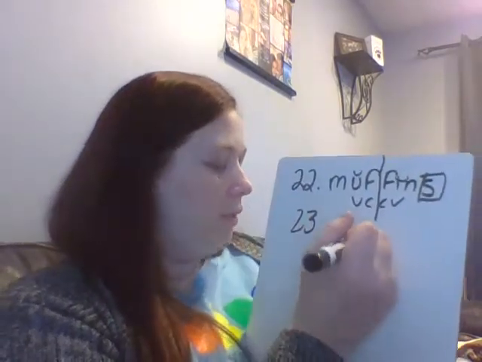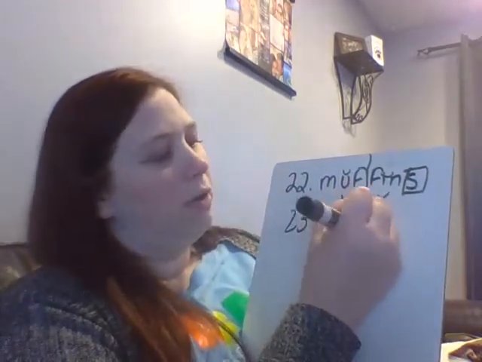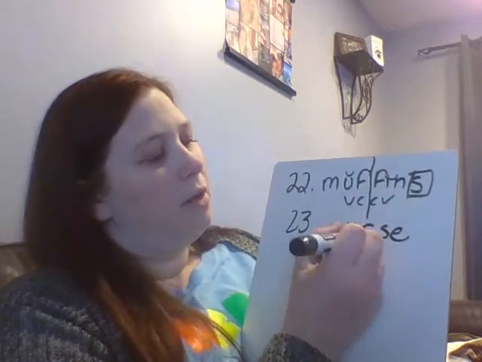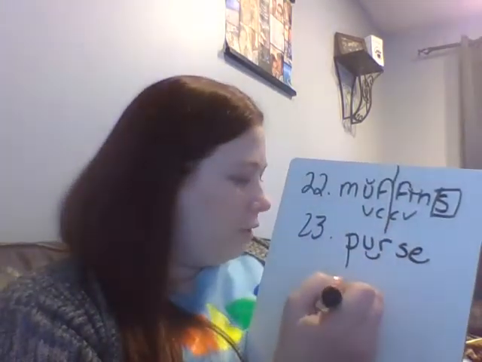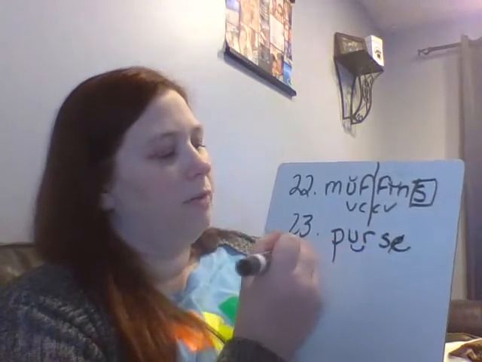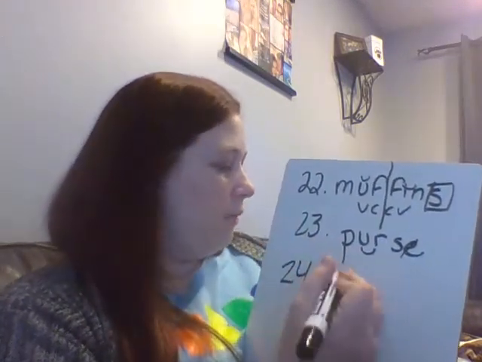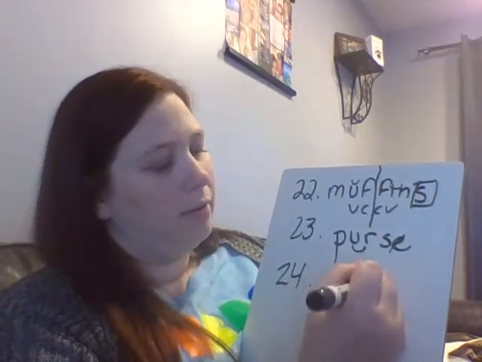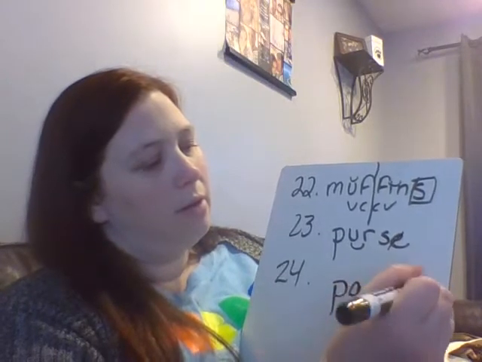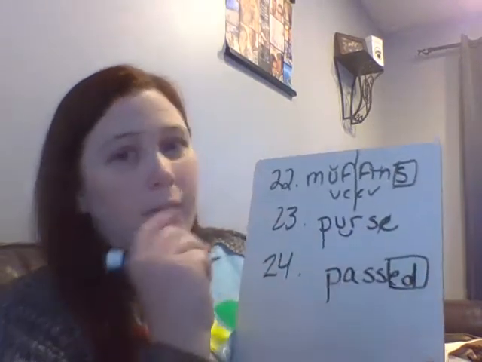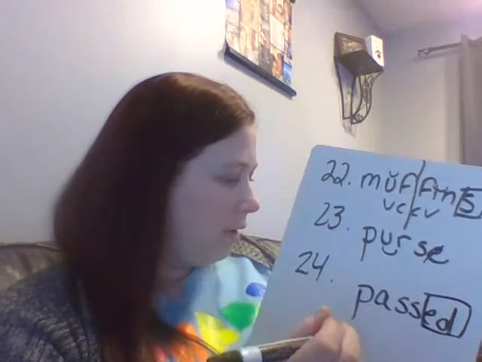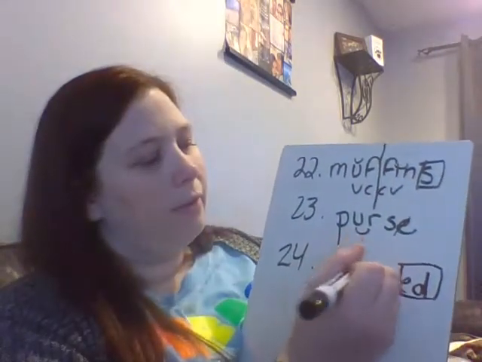23, we have purse. Here we have our UR combination, and we're just going to cross that E off. 24, past. Here we have our ED suffix. We're going to box that off. And our A, we have vowel, consonant, gets a breve.